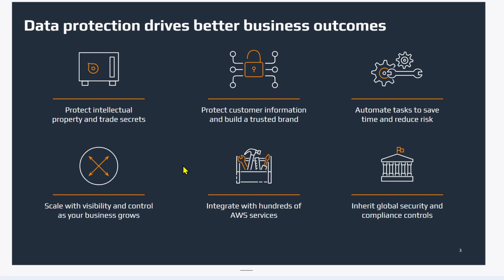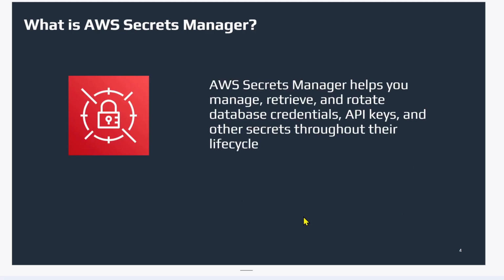So visibility and control is also very important. And integration. If you use third-party applications, the maximum amount of time goes into integrating with your services. If you have workloads on the AWS cloud, this is a seamless service which you can utilize. You also inherit global security and compliance controls, which AWS manages pretty well. So now let's dive into Secrets Manager. What is Secrets Manager?